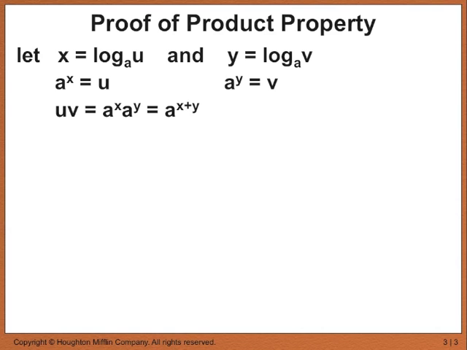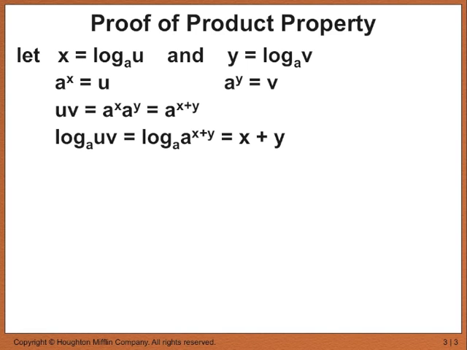Now, if we multiply u by v, we have uv equals a to the x times a to the y. And that's just simple replacement of u and v with what we've already defined. And that in turn equals a to the x plus y. That's just Algebra 2 stuff that you already learned about how multiplying exponents works. And so a to the x times a to the y equals a to the x plus y.